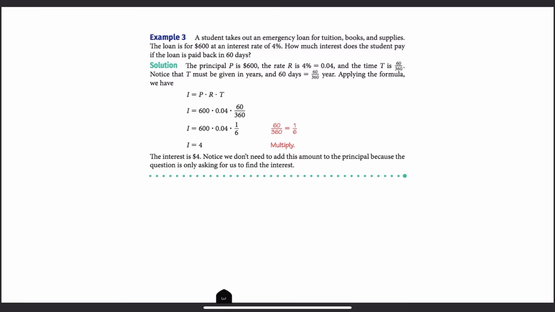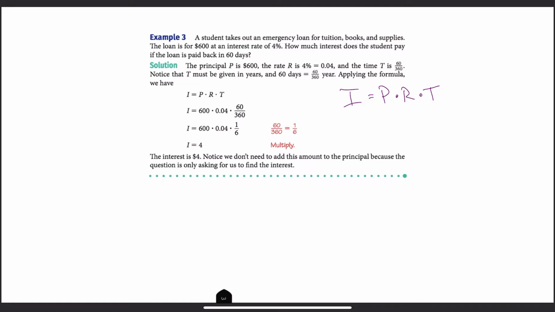Okay, how about another example? A student takes out an emergency loan for tuition, books, and supplies. The loan is for $600 at an interest rate of 4%. How much interest does the student pay if the loan is paid back in 60 days? So the formula is that interest equals principal times rate times time, where the time is out of a year, right?